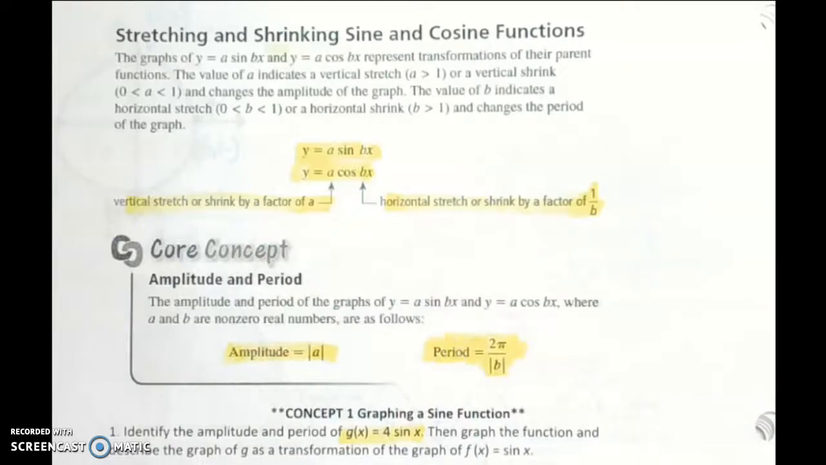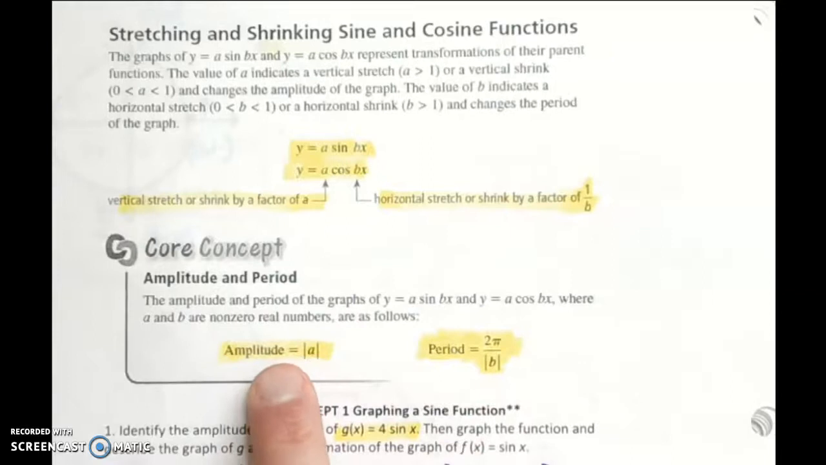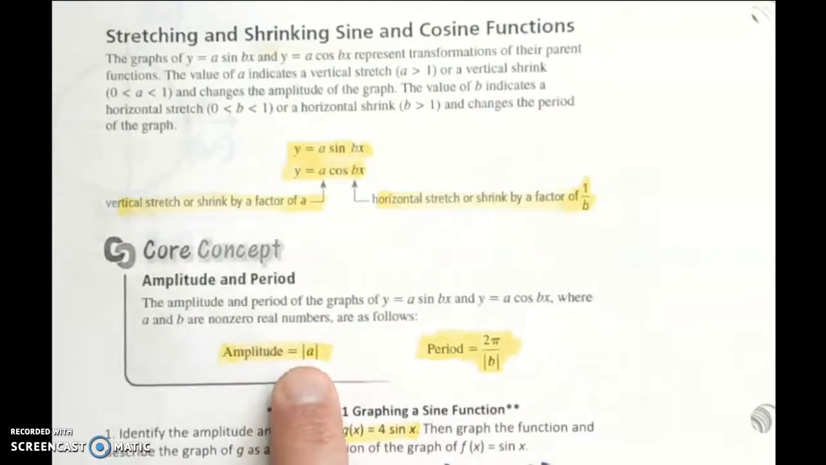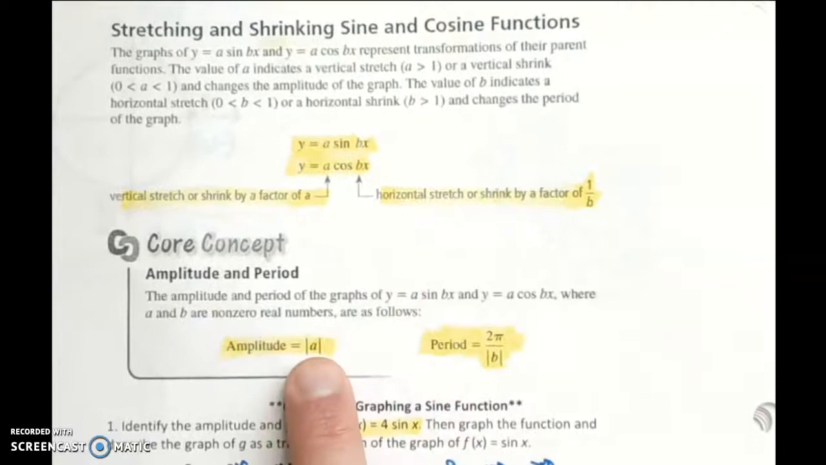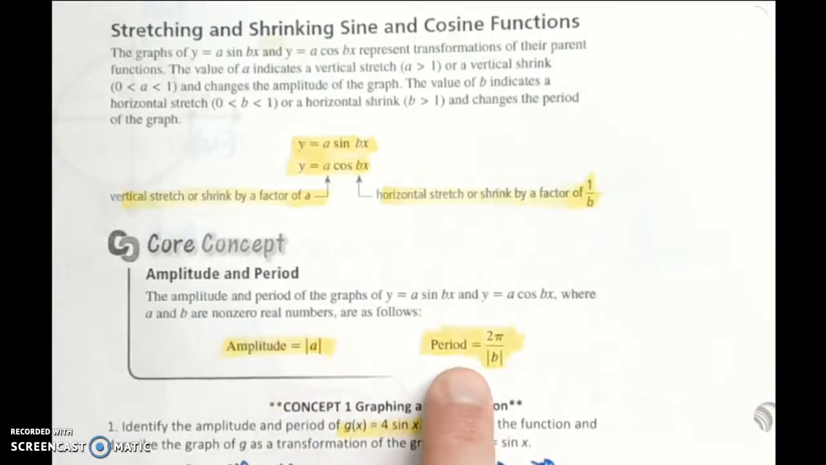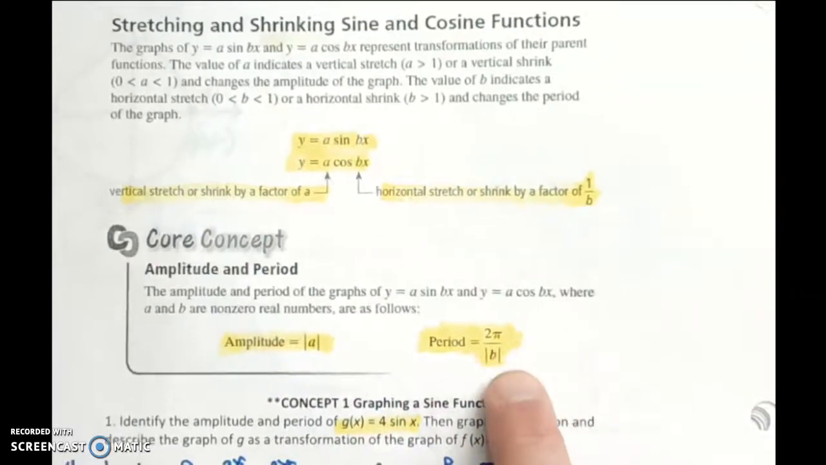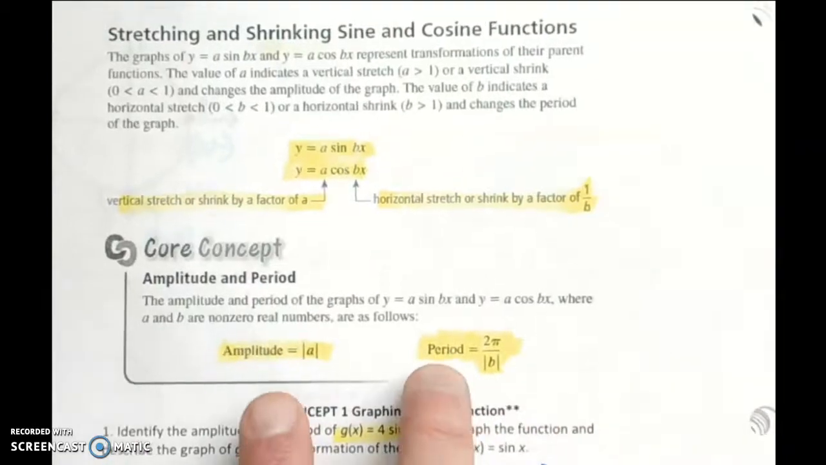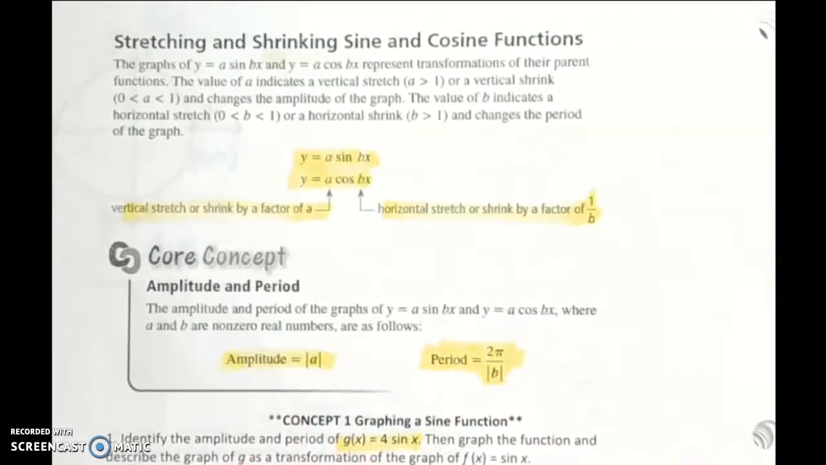Alright, so that's key. Amplitude and period. So the amplitude and period of the graphs y equals a sine bx and y equals a cosine bx, where a and b are non-zero numbers. So what is our amplitude? It is the absolute value of a. What is your period? Well, again, that's the cycle, and that's 2 pi over the absolute value of b. Okay, 2 huge parts, and that's really where I'm going to go ahead and get started.